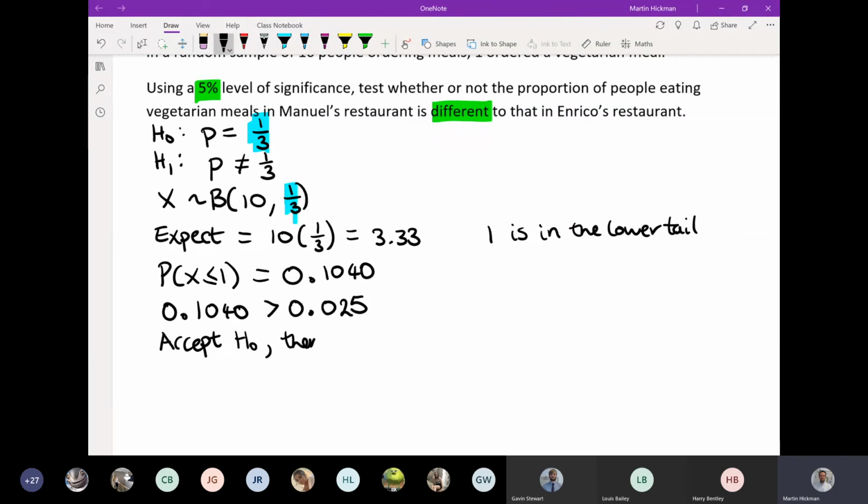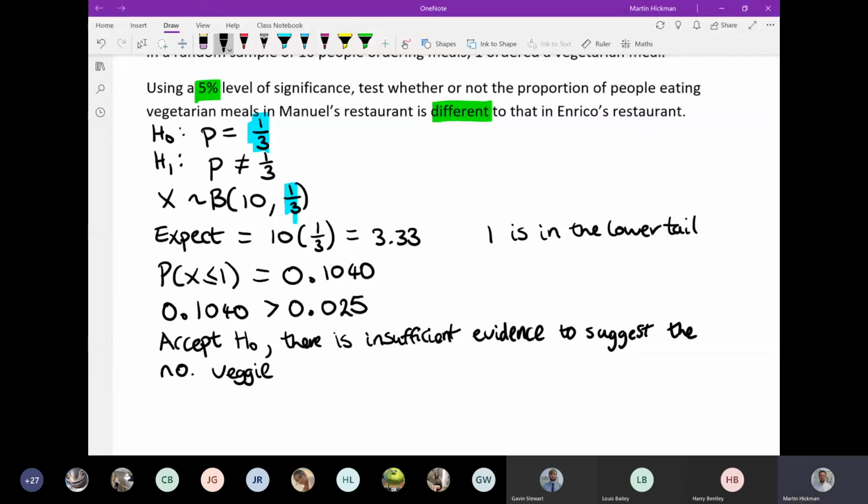and we'd say that there is insufficient evidence. So even though 1 is lower than we expect, 10% of the time it will happen that if something has a 1 in 3 chance of happening, you will just get 1 out of 10 in your sample. I'm kind of doing things in a shorthand way at the end, but as long as we've got that context there at the end, that's the most important thing.